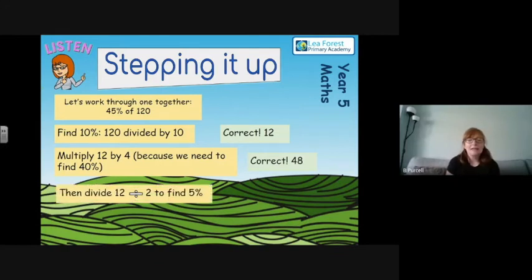Okay. Then I've got to divide 12 between 2. Good morning, Jude. I've got to divide 12 between 2, the initial 12, the 10%, between 2 to find 5%. Nice and easy. 12 divided by 2. Excellent, Caris, well done.